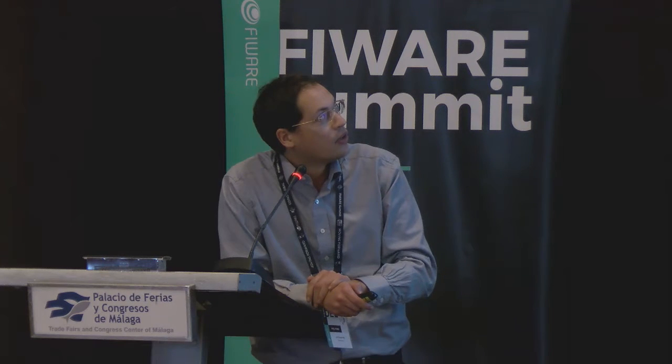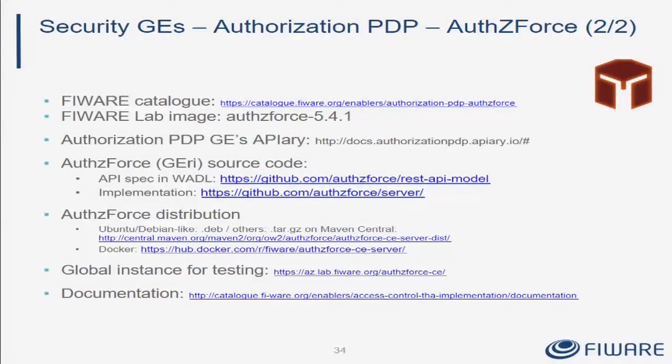So you can, of course, go to the catalog where you have all the information on the PDP. You have a FIWARE Lab image if you want to instantiate a PDP instance quickly, which is called AuthZForce 5.4.1. So this is the latest version of the PDP. You can also look at the API in the APIARY format, so I would say a textual format. You can also get the source code of the AuthZForce generic enabler on GitHub.